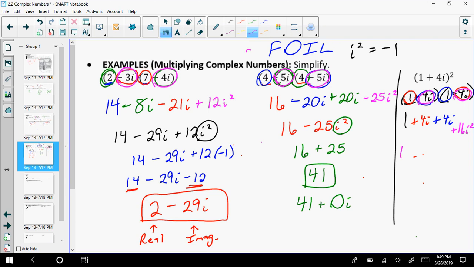Combine like terms, 1 plus 8i plus 16i squared, and then remember i squared is negative 1, so it's really going to become minus 16, and then combine like terms, 1 minus 16. So my answer would be negative 15 plus 8i.